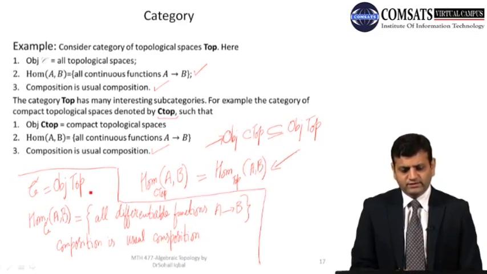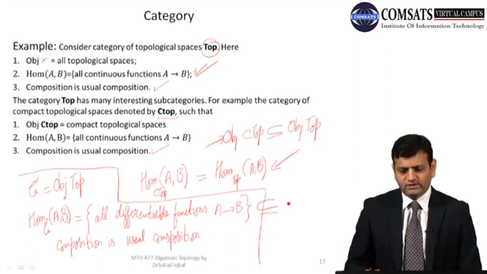So let's relate this category C prime with the category of topological spaces. In this case, the objects are the same as the objects of the category of topological spaces, but we have restricted the morphisms. In the case of topological spaces, the morphisms are all continuous functions from A to B, but in this case we have restricted them to all differentiable functions from A to B. So this is essentially a subset, because we know that every differentiable function is continuous from calculus. So this is a subset of hom in the category of topological spaces from A to B.